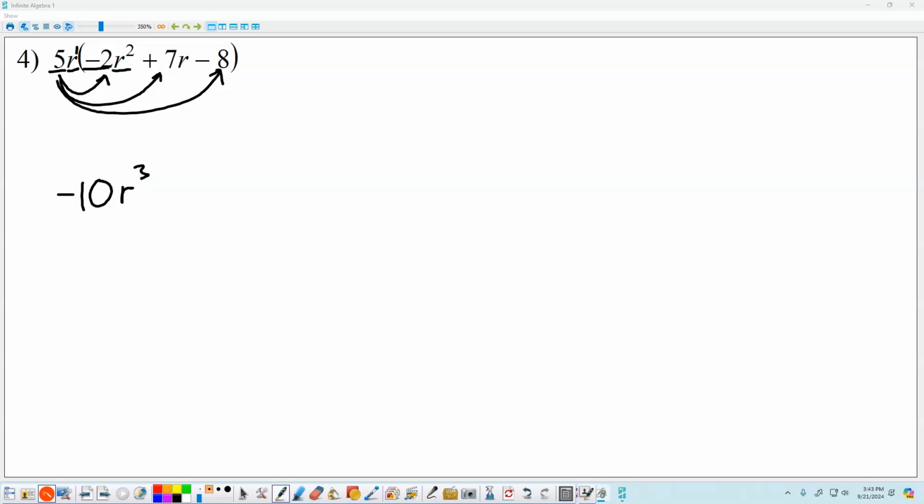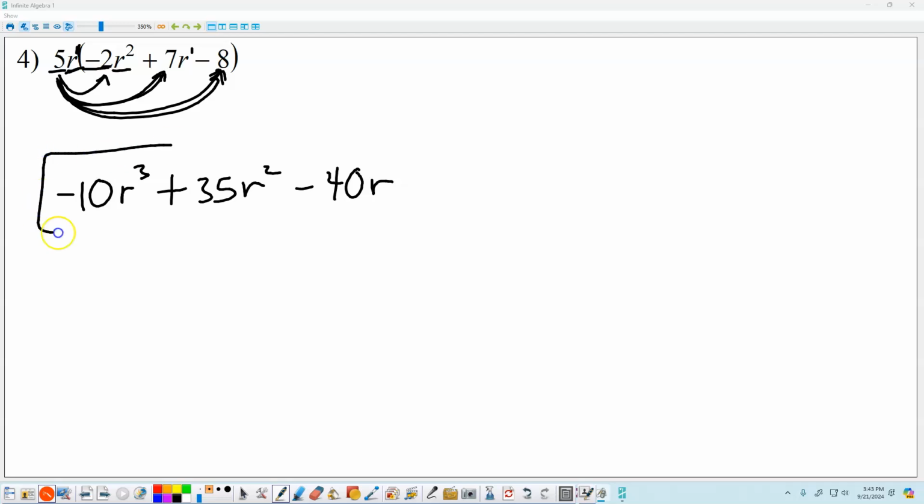And we repeat that process for the next one. So I'm going to multiply 5r times 7r. 5 times 7 is 35. And 1 plus 1 is r to the second. And then lastly, we'll do 5r times negative 8. 5 times negative 8 is negative 40. And since the 8 doesn't have an r, this r remains unchanged and it just stays as a regular r. And there is our result from multiplication.